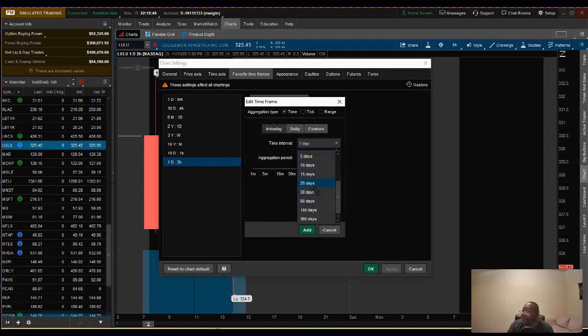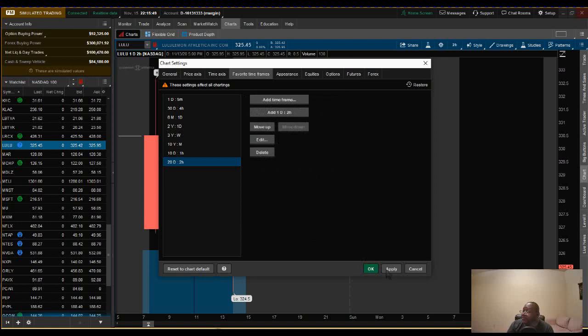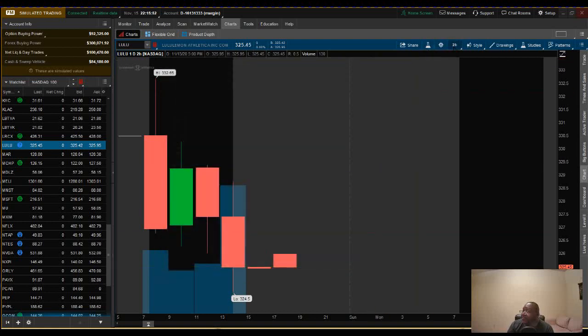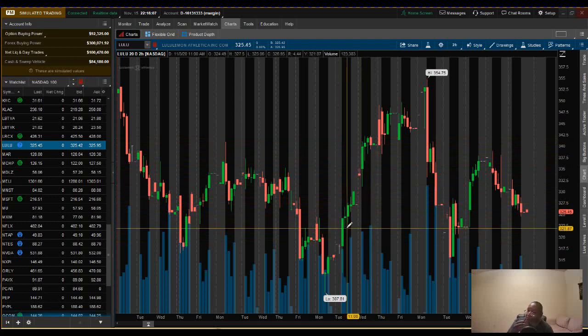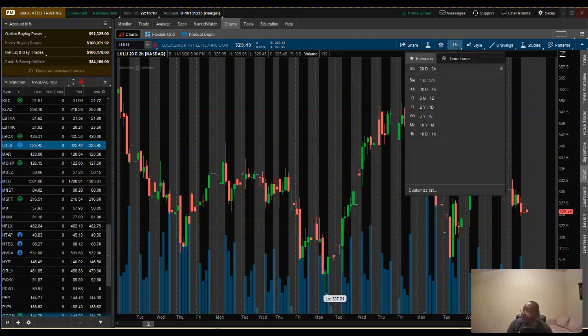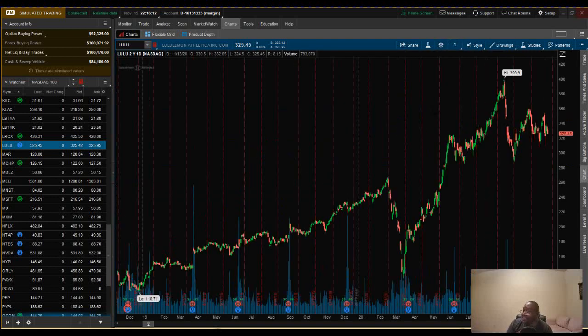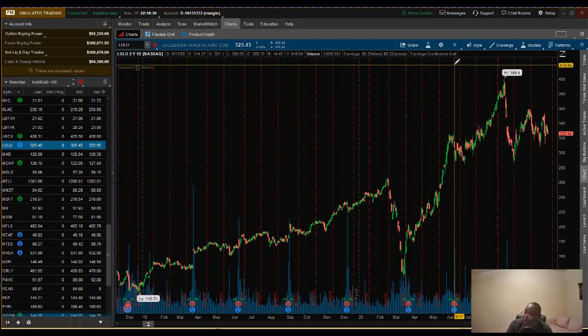Let's make it a 20-day 2-hour chart. There we go. So looking at the chart every 2 hours gives you a good idea of when to go in if you're doing a day trade. 2 hours or 4 hours, but you always want to start off with the daily chart to give you a good idea that it is going on an upward trend, right? Because you want to make sure that you are going into something that's most likely going to be profitable.